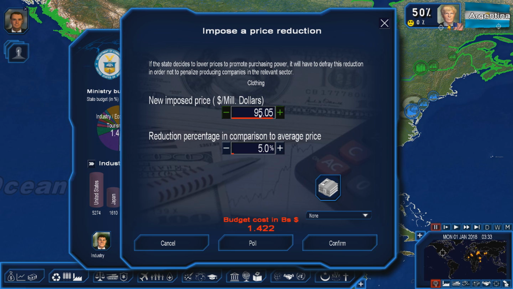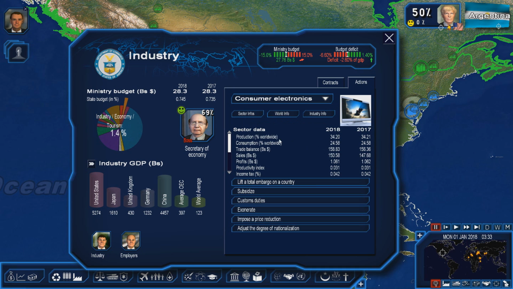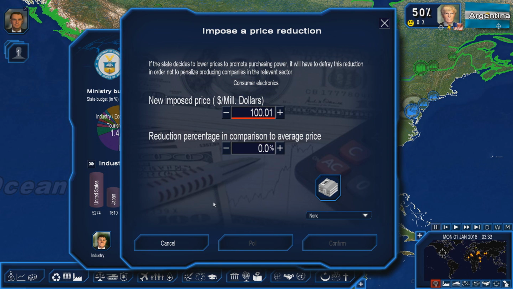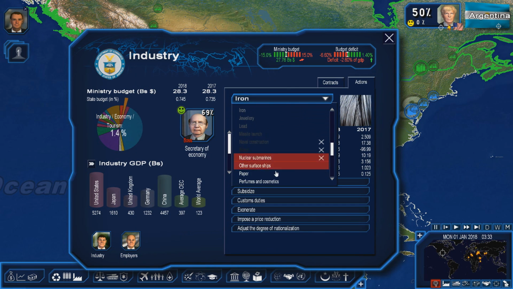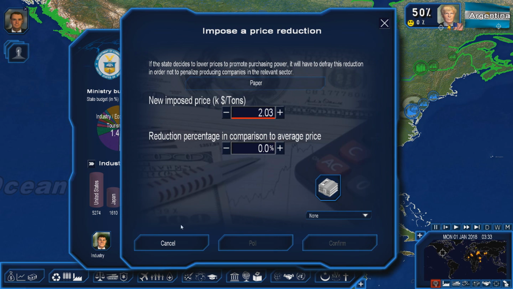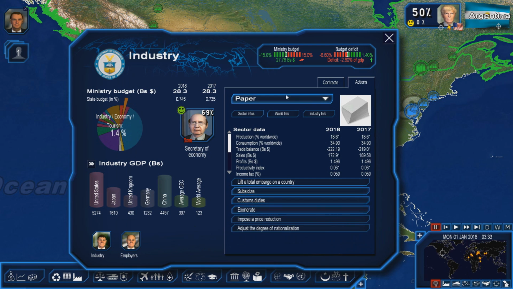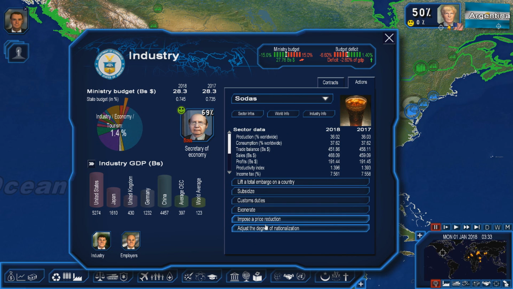And this basically promotes purchasing power for your country. So people would be able to afford that kind of product. Coming over to here, you can do it for consumer products, stuff like that. Iron, you cannot do it for, obviously. But things such as paper, stuff like that, those are the things that you can actually change the purchase price for.